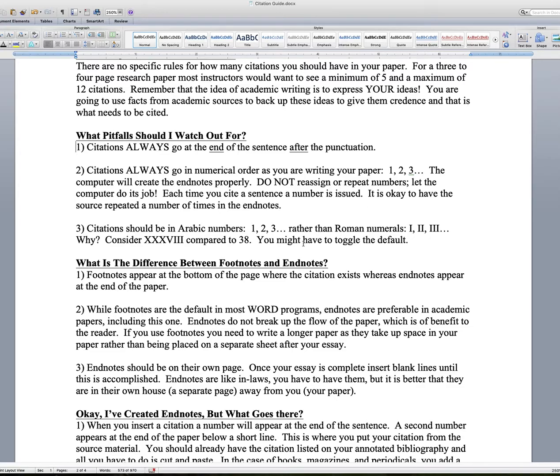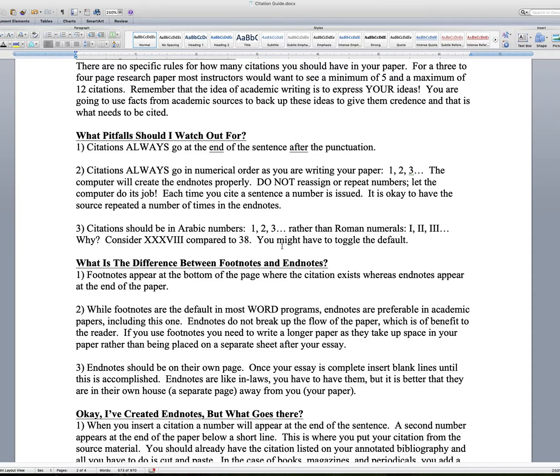The computer creates your citations, whether you're doing endnotes or footnotes. Make sure you do not go back and reassign or repeat numbers. Let the computer do its job. It's been programmed to do it perfectly. Each time you cite a sentence, a new number is issued. And it is okay to have the source repeated a number of times in the endnotes.